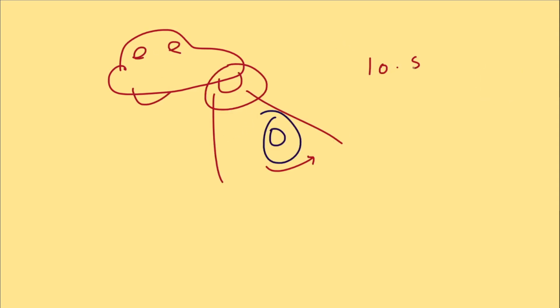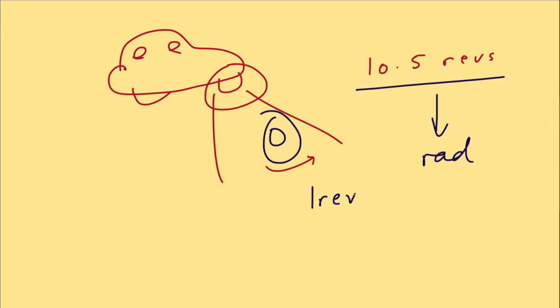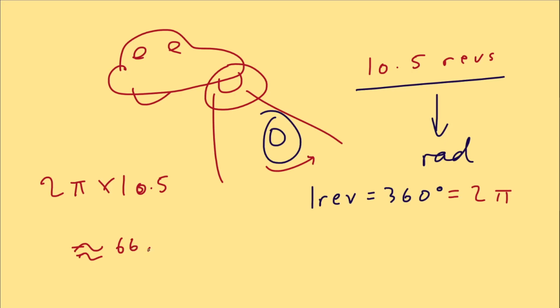So a car tire, let's say you have a car, looks like this. A car tire rotates 10.5 revolutions. So it spins 10.5 full circles. What is this in radians? Well, let's see. Since 1 revolution is 360 degrees, and 360 degrees is 2 pi in radians, let's multiply 2 pi by 10.5. This is roughly 66 radians.